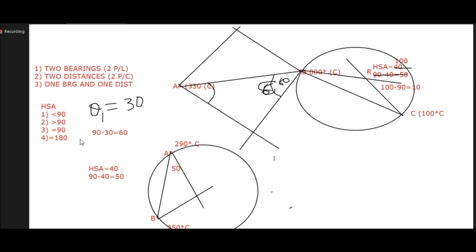So sir, now B, yes? In the figure above, sir, if the angle of B is 010, then this theta 1, which is 30, our theta 1 will become 040, sir. Yes, correct. If the bearing of B is 010, then between A and B the HSA will be 40 degrees, the complementary angle will be 50 degrees, and 50 will be there. Thank you.